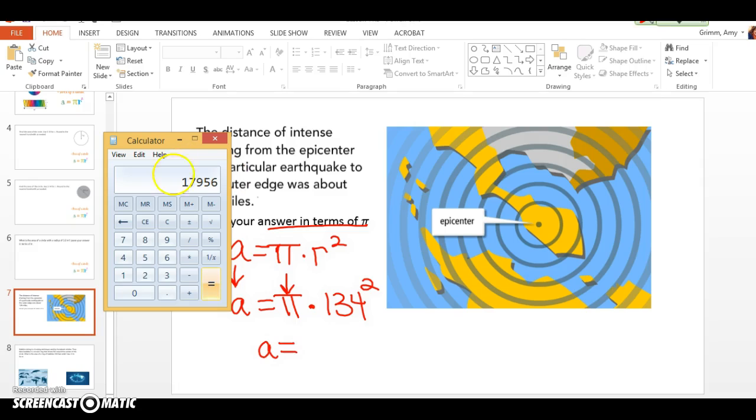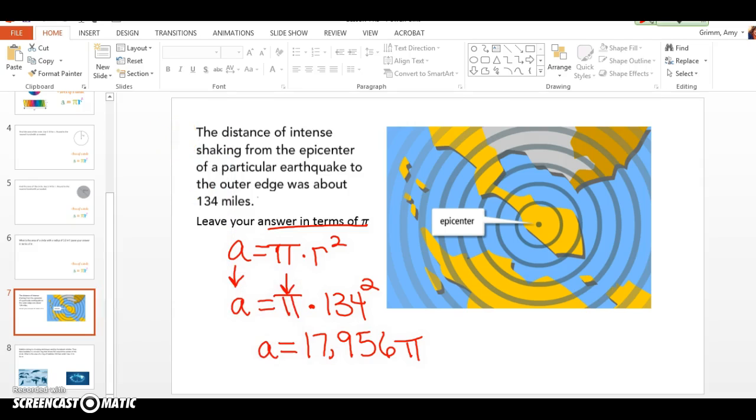All right, and I'm going to go ahead and take that number and put it first. So 17,956 pi, because it told us to leave it in terms of pi, so I don't actually have to multiply it. Okay? Does that make sense?